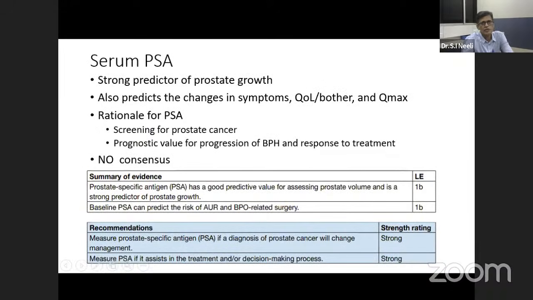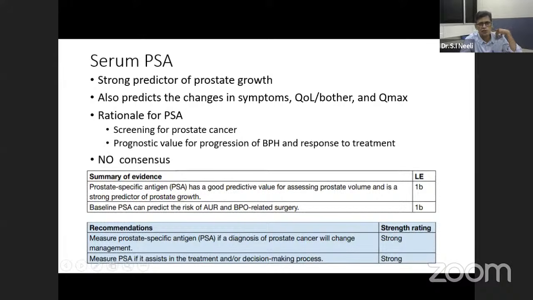The other commonly utilized investigation is serum PSA. Serum PSA is a marker for prostate cancer. However, it's also a strong predictor of prostate growth. It also predicts changes in symptoms, quality of life or bother, and Qmax. The higher the PSA, the higher the chance of having poor quality of life, and the higher the chance of complications of benign prostatic obstruction. The rationale for using PSA as an evaluation tool is, one, to screen for prostate cancer, and another, to prognosticate for progression of BPH as well as response to treatment.